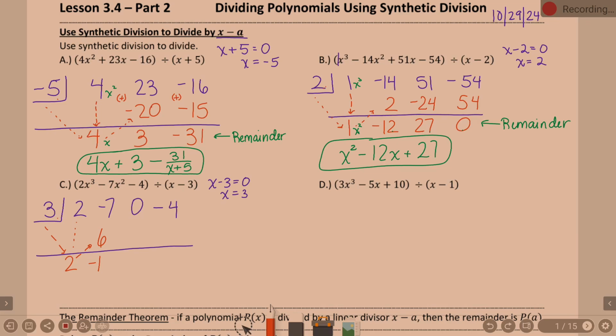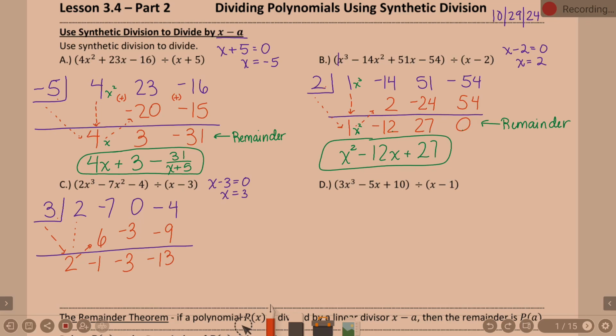Where do I put it? Below the 0. Under the 0. Now we're going to add: 0 plus negative 3 is negative 3. Then what? 3 times negative 3. Okay, we're going to multiply the original 3 times negative 3, which is negative 9. I put it under the negative 4. Now we're going to add negative 4 plus negative 9. Negative 13.